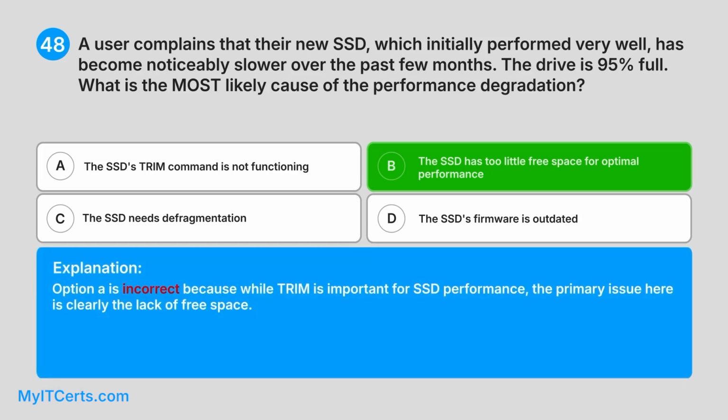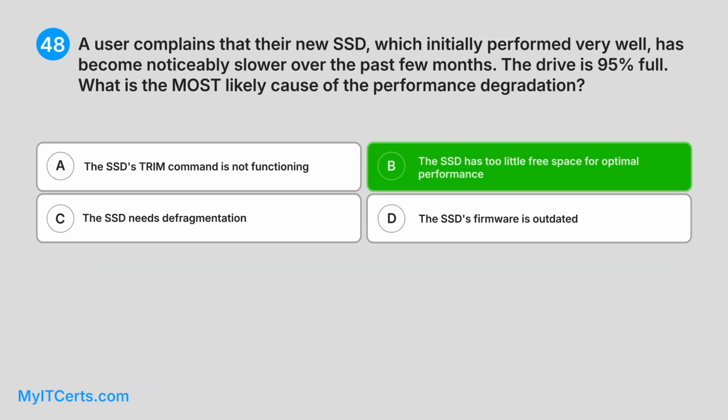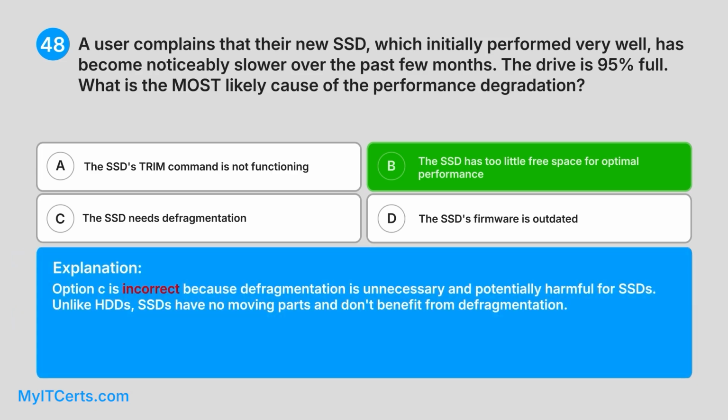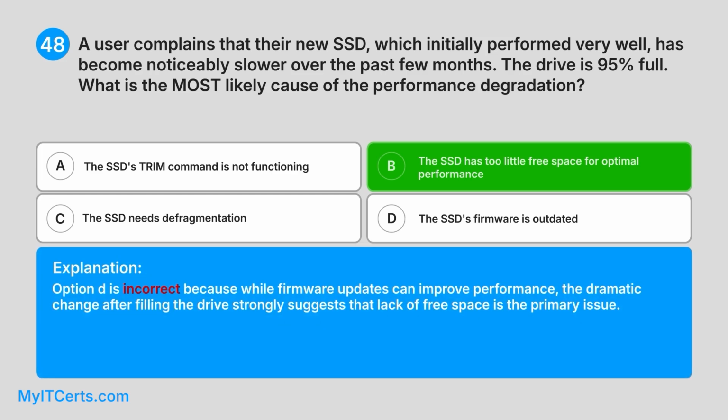Option A, the SSD's trim command is not functioning, is incorrect, because while trim is important for SSD performance, the primary issue here is clearly the lack of free space. Option C, the SSD needs defragmentation, is incorrect because defragmentation is unnecessary and potentially harmful for SSDs. Unlike HDDs, SSDs have no moving parts and don't benefit from defragmentation. Option D, the SSD's firmware is outdated, is incorrect because while firmware updates can improve performance, the dramatic change after filling the drive strongly suggests that lack of free space is the primary issue.